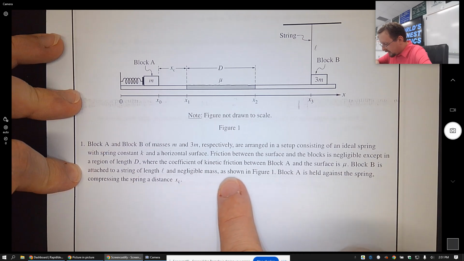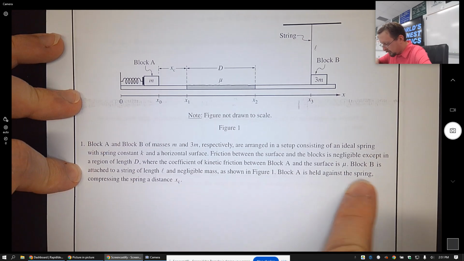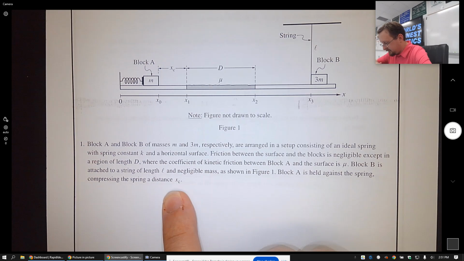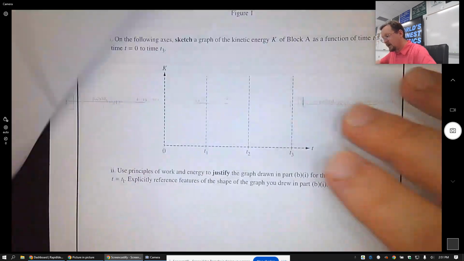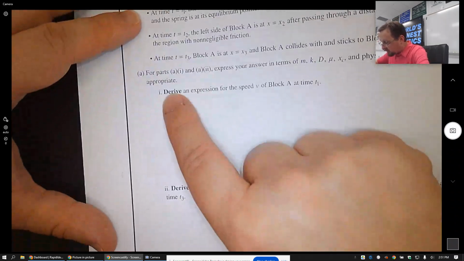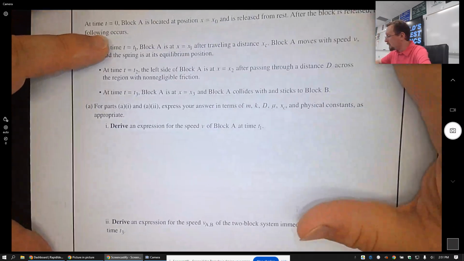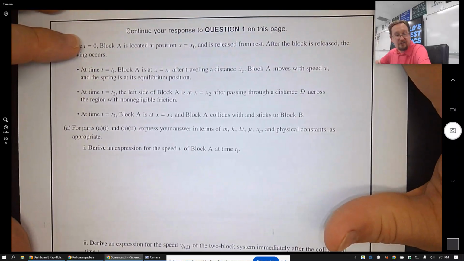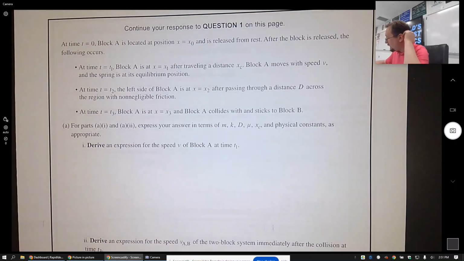Okay, as shown in figure 1, block A is held against the spring, compressing the spring a distance x, C for compression, I'm assuming. Okay, we can see that there. Oh my gosh, okay, so we're doing this now. Apparently, we're putting the command words, or the task verbs, in boldface now, starting this year.